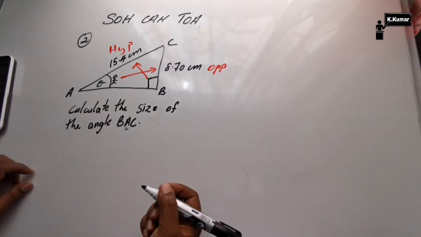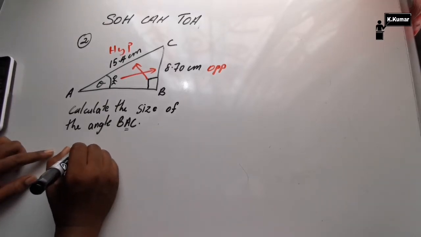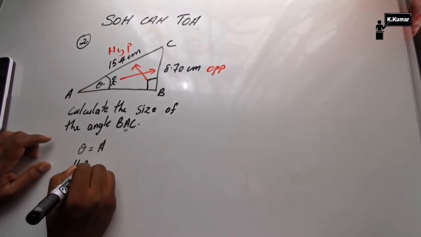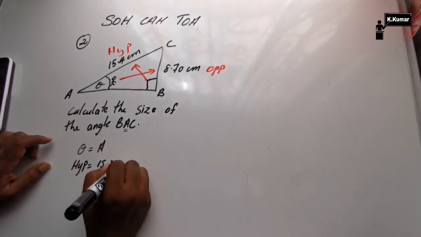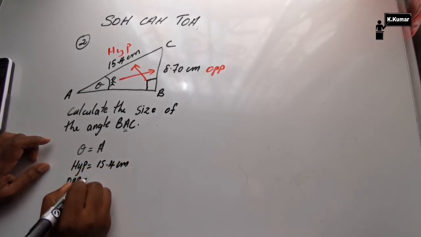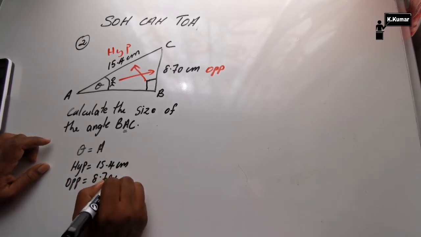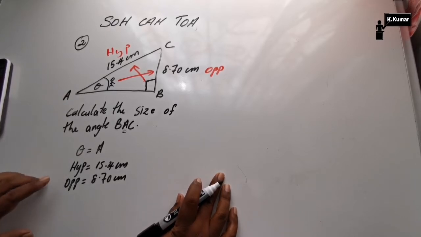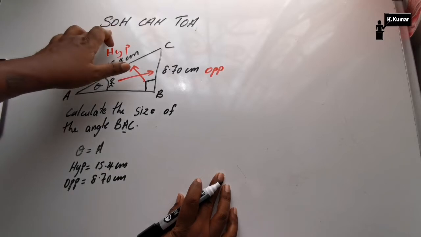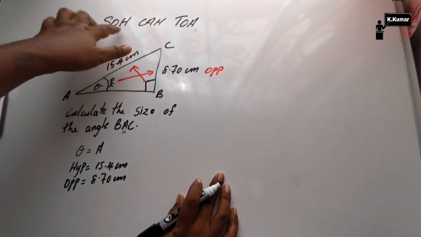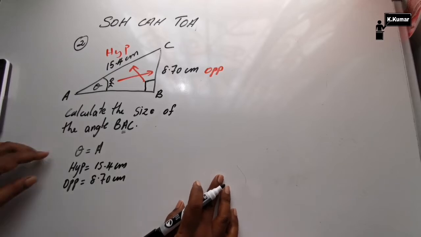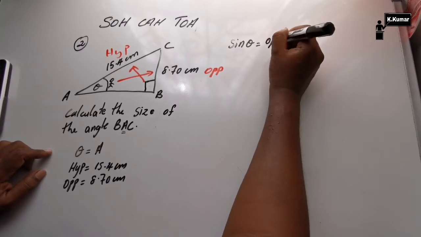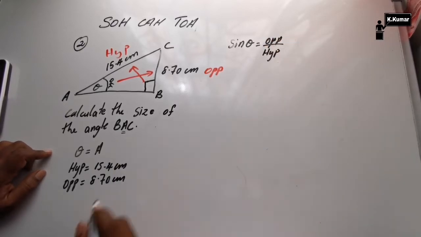Now let's see what is given. So theta, we'll call that A. The hypotenuse is 15.4 cm, and my opposite side is equals to 8.70 cm. Now we have to look for the trig ratios that carry hypotenuse and opposite. So looking at it, sine is equals to opposite over hypotenuse. So straight off, you know, we're working with a sine. Now sine theta is equals to opposite over hypotenuse.